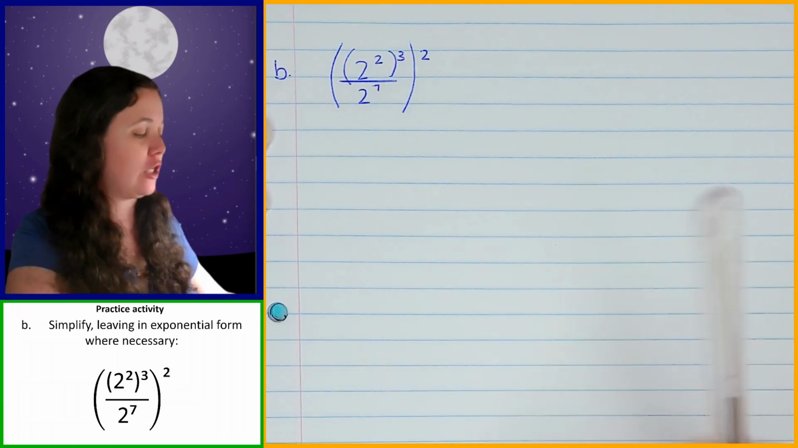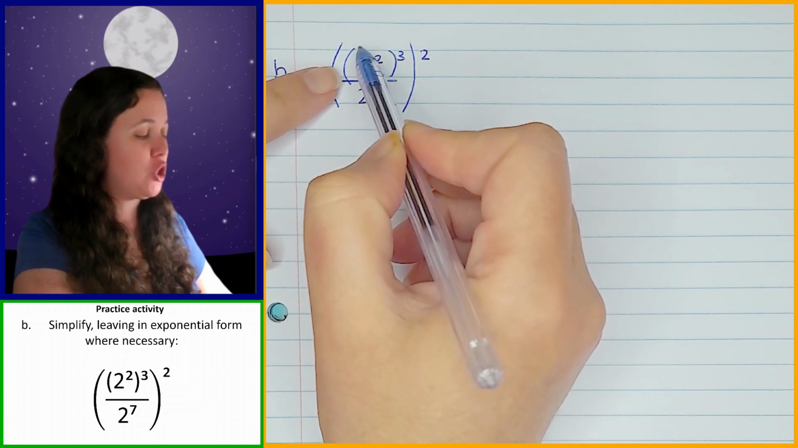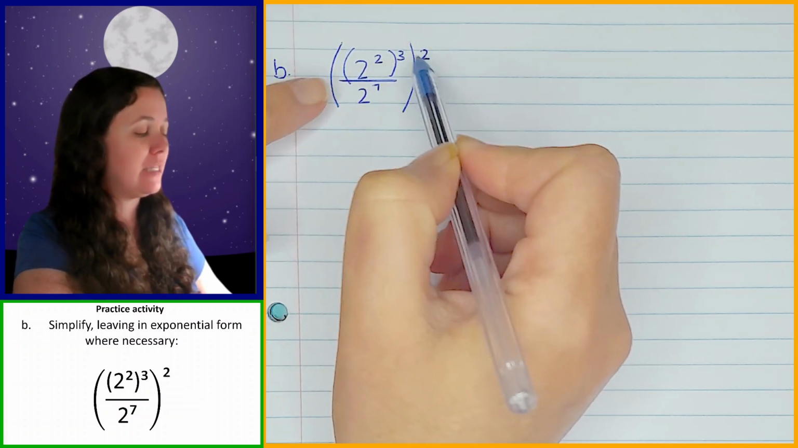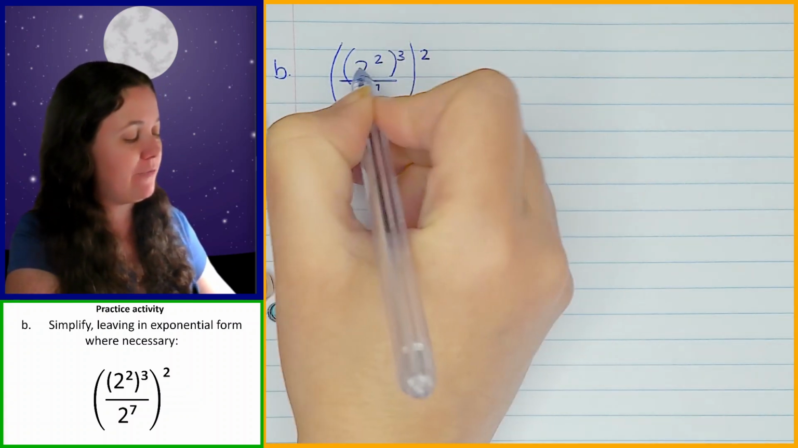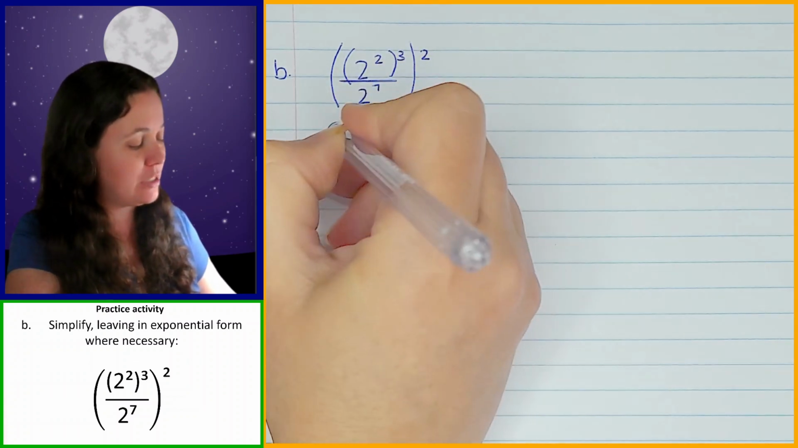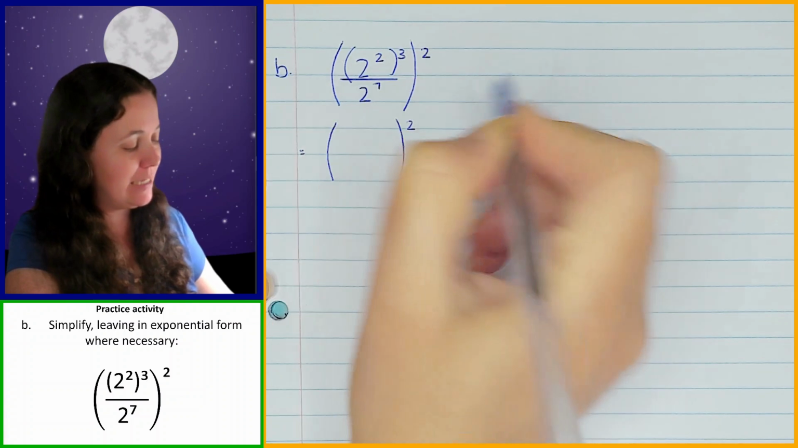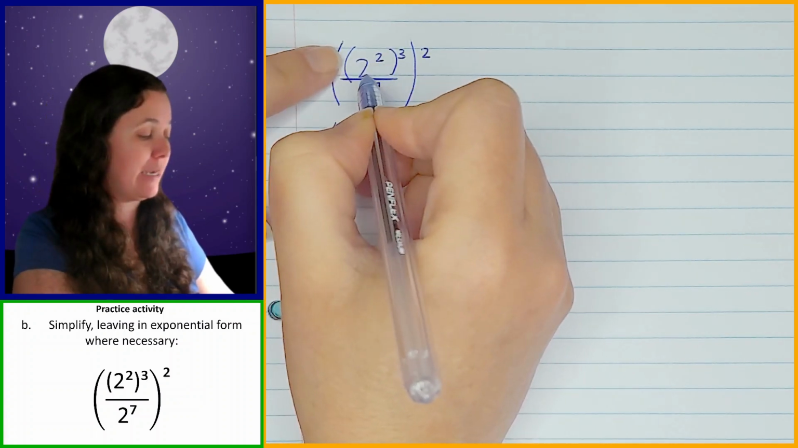So over here, inside my big brackets, I've got a fraction which has at the top 2 squared in brackets cubed, and at the bottom 2 to the power of 7, and outside the big brackets, I'm squaring it all. Okay, so first of all, let's simplify what's inside here. This is all going to stay as it is, with a square outside, and I'm going to simplify that. So I've got 2 to the power of 2 in brackets cubed.